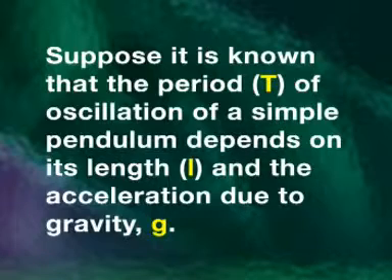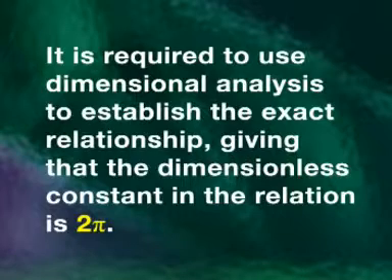Suppose it is known that the period T of oscillation of a simple pendulum depends on its length, L, and the acceleration due to gravity, g. It is required to use dimensional analysis to establish the exact relationship, given that the dimensionless constant in the relation is 2 pi. We can then proceed as follows.